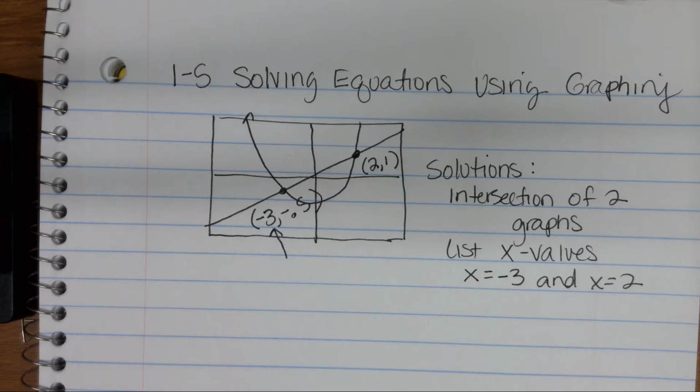So what happens if graphs don't intersect? It's possible graphs don't intersect. Then that would be an example of something that had no solution, right? Okay.